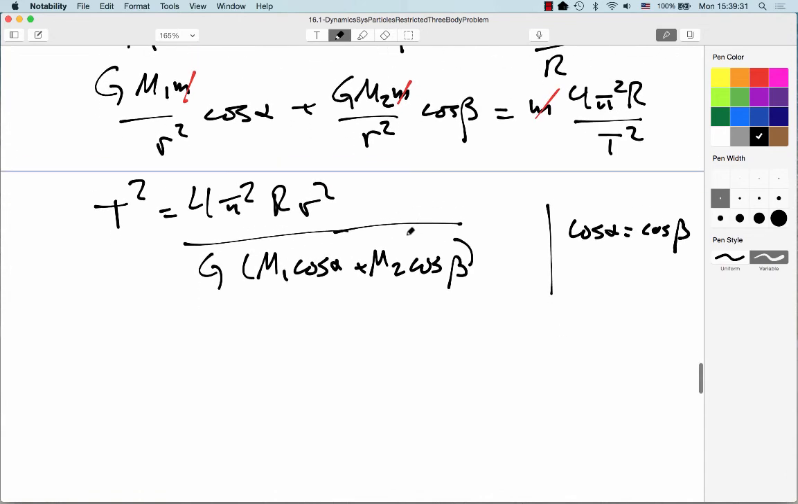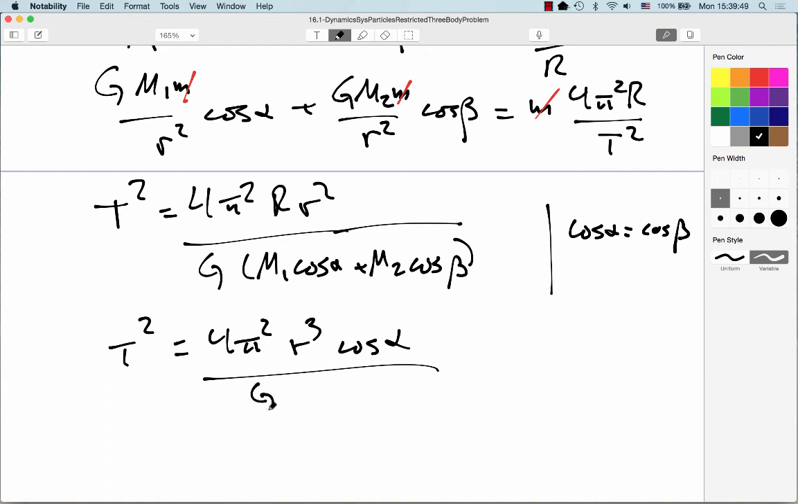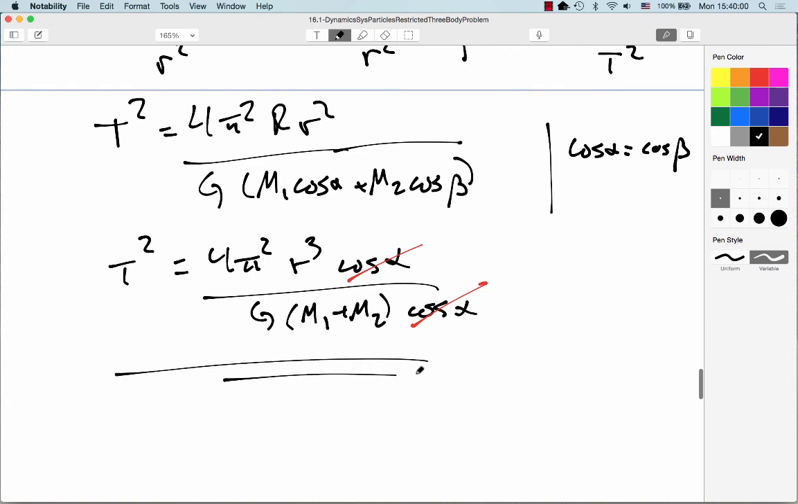So if I go ahead and put in for that, I can now group this out, and I can observe that R is equal to little r cos alpha. So I get T squared equals 4 pi squared R cubed cos alpha over G times (m1 plus m2) cos alpha. Those annoying cos alphas cancel. And I wind up getting Kepler's third law for Jupiter. So that means that somebody at L4 or L5 has to orbit around the Sun with the same period as Jupiter.